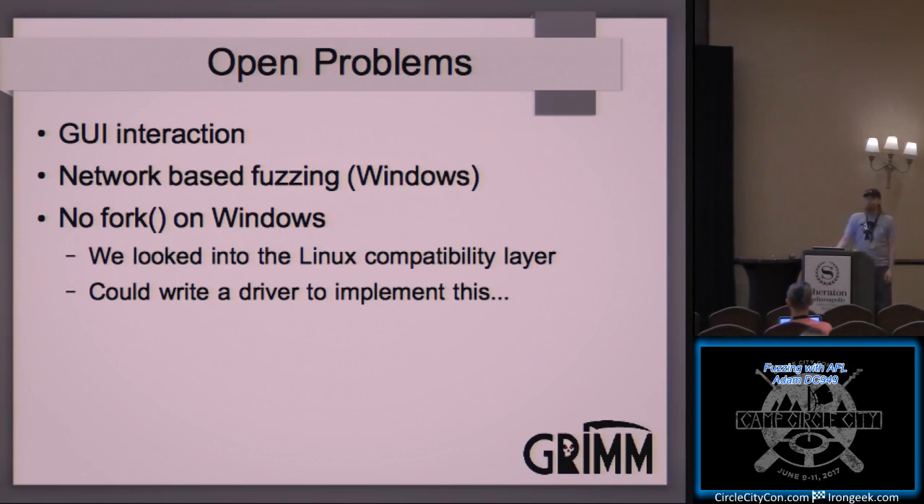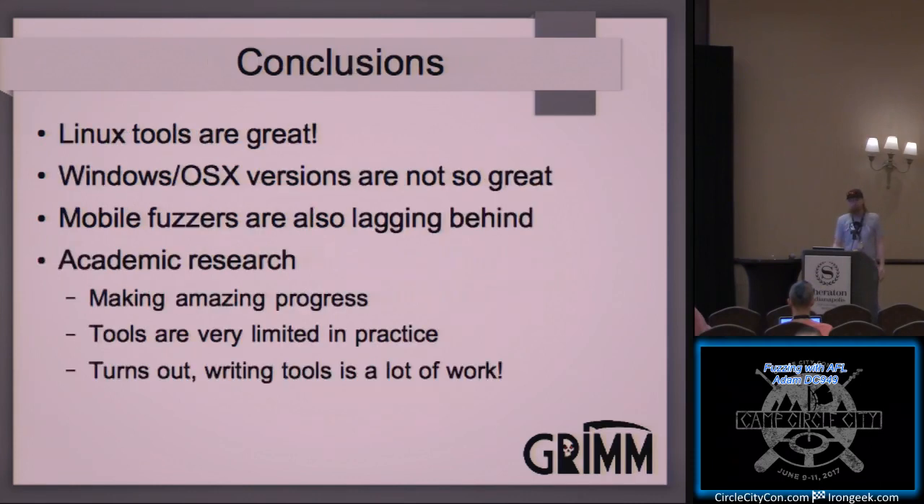We looked into the Linux compatibility layer because you can run Linux binaries on Windows now, so obviously they have a fork, but it turns out those binaries aren't a real process. They're kind of like a quasi-process, so you don't have all the kernel structures that you need there. So using fork there is not going to help you on normal processes. If you're running a Linux binary on Windows, then yeah, you can fuzz it, but you could just do that on Linux. So why bother? We looked into writing a driver that would implement fork, and it's far more complicated than it first seems.